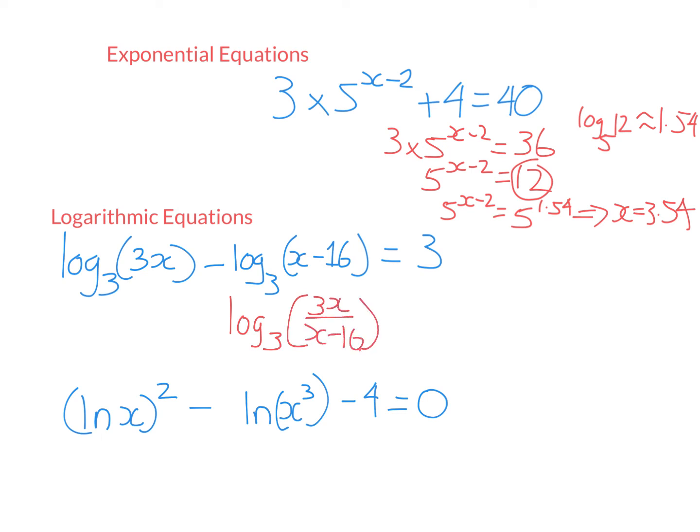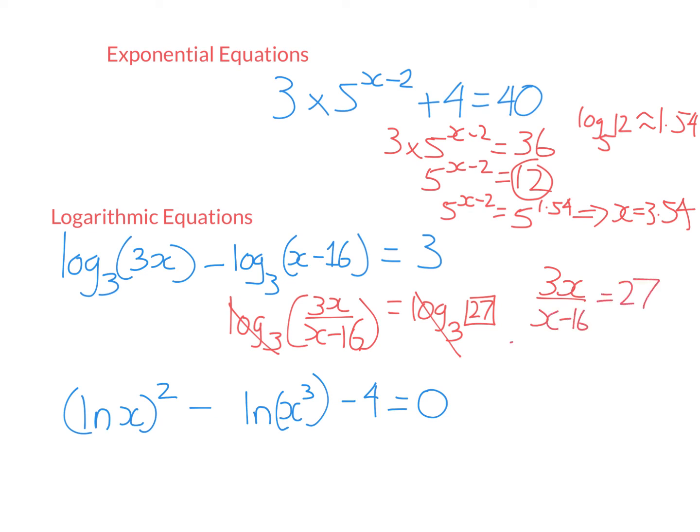To make this equation easy to solve, we actually need to make the 3 a log as well. So we want to write this as log base 3 of something. What goes in here is 3 to the power of 3, which is 27. Log 3 of 27 is equal to 3 because 3 to the power of 3 is 27. Now that we've got logs with the same base on both sides, we can cross them out. We get 3x over x minus 16 is equal to 27.